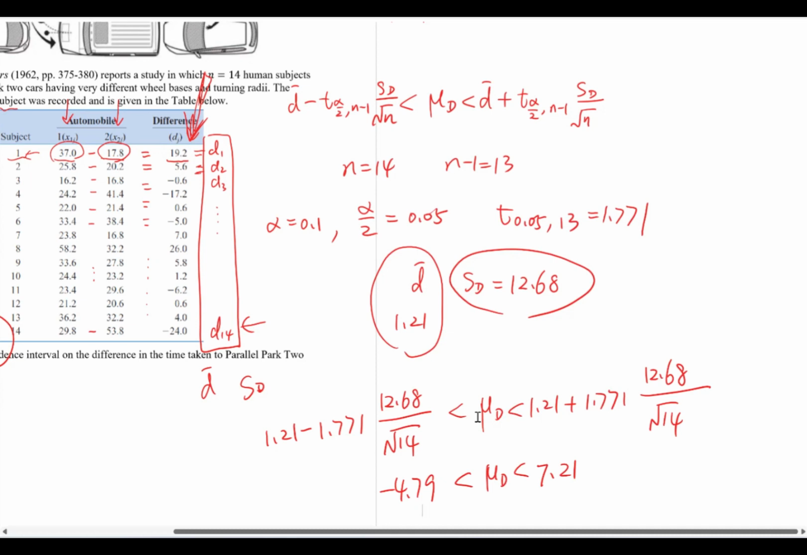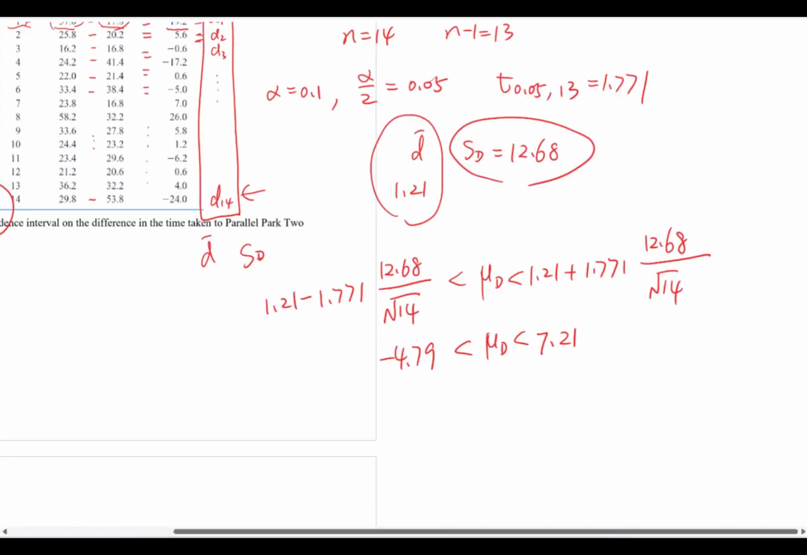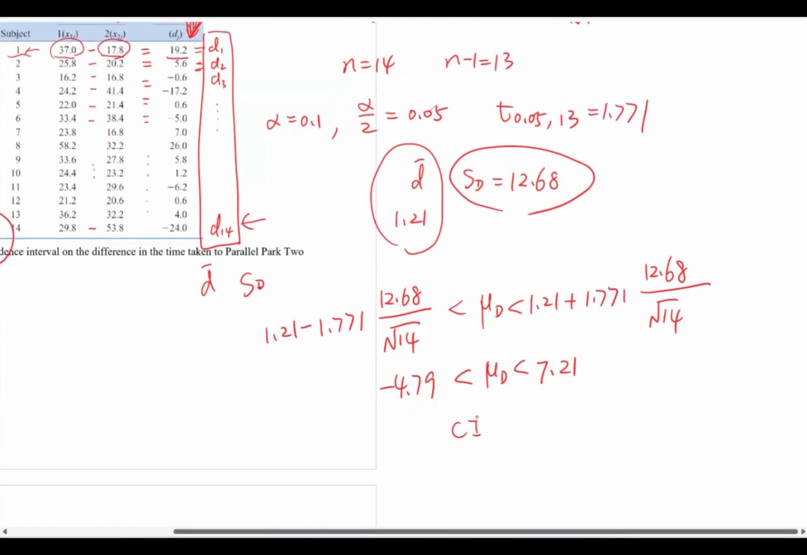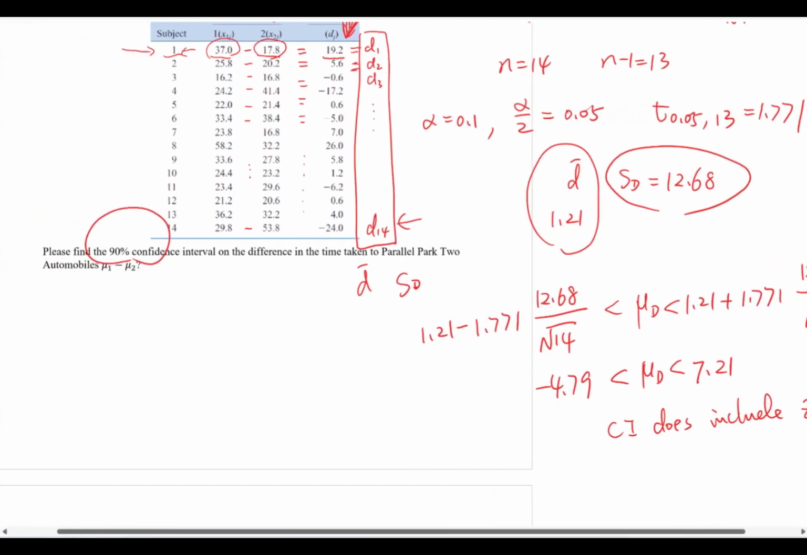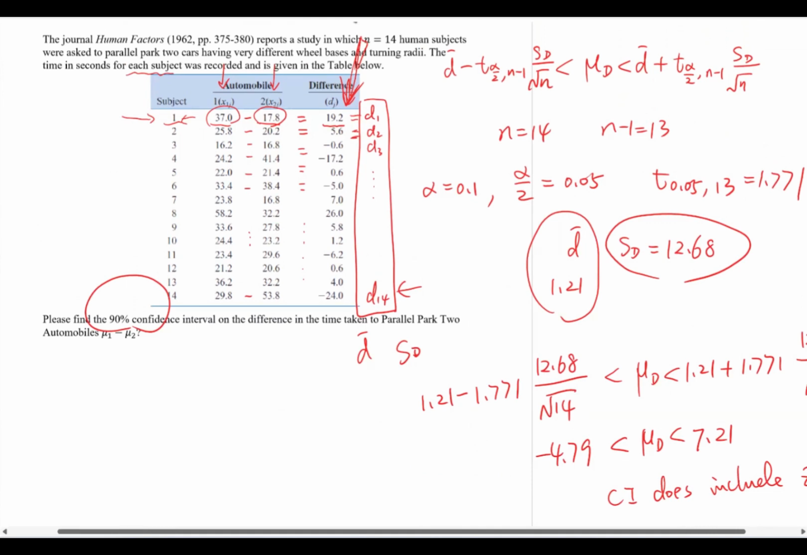Note that this confidence interval, does it include 0? Yes. So this implies that at a 90% level of confidence, the data do not support the claim that the two cars have different mean parking times, mu1 and mu2. So the difference in the time taken to parallel park two cars is not significantly different at the 90% level of confidence.